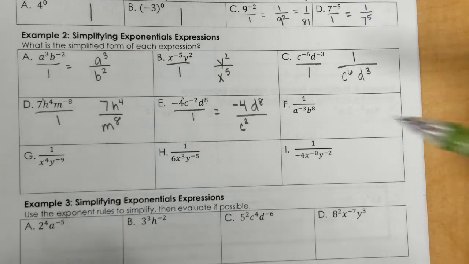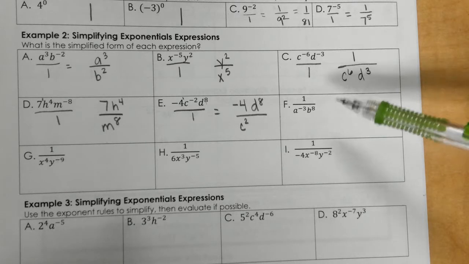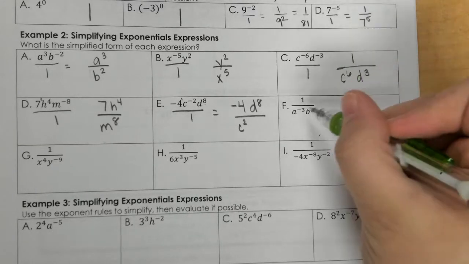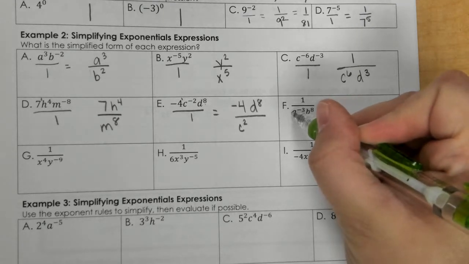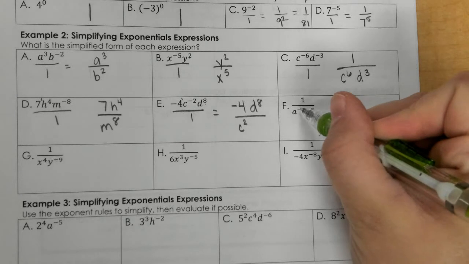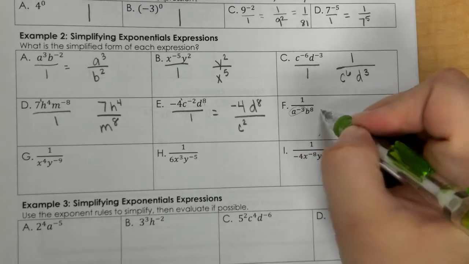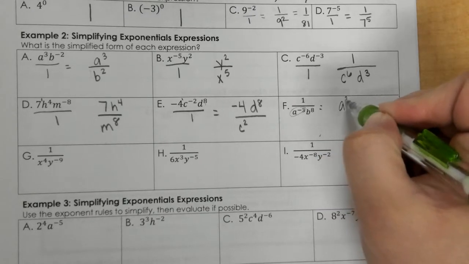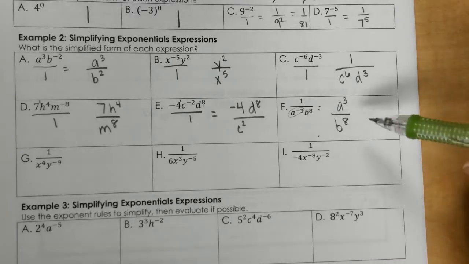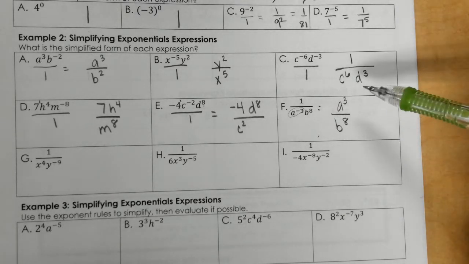Okay, now if we're going from the denominator, we can go to the numerator. Sorry. So from the denominator, we can move to the numerator. So this a to the negative third can go up. And I only move it because it was the negative one. So if it's positive, it stays where it's at. If it is negative, it will move.